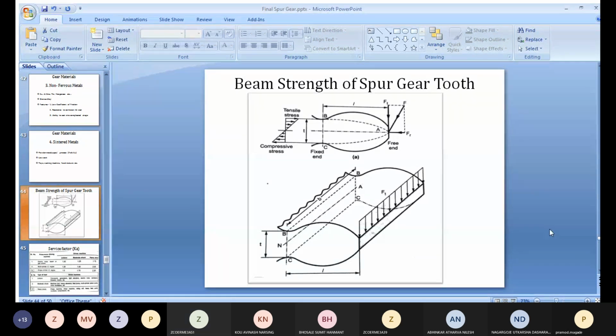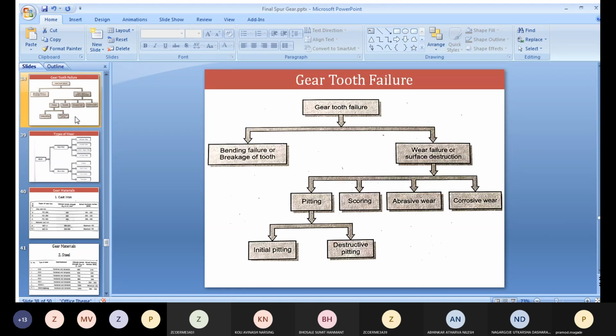Okay. Now see, this is the first part of the design in case of the spur gear arrangement. While considering beam strength, why have we considered beam strength? That is a very important question. We have seen in case of the failures, you can see this chart, which you have drawn. On the left side, beam strength: this is bending failure, also called beam strength, and this is wear failure.